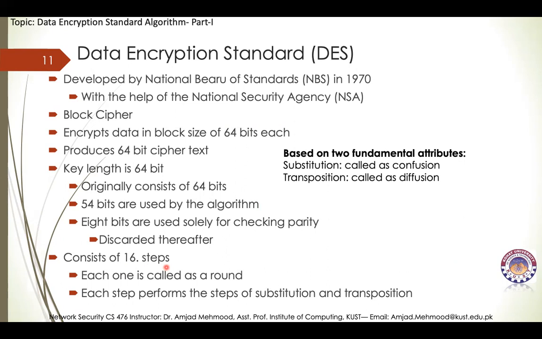It consists of 16 steps. As I mentioned, the Feistel block cipher was a generic model where you can use as many rounds as you want, but DES is based on 16 steps. So 16 rounds will be involved in the Data Encryption Standard. Each one is called a round. Each step performs substitution and transposition. Substitution is called confusion, and transposition is called diffusion.